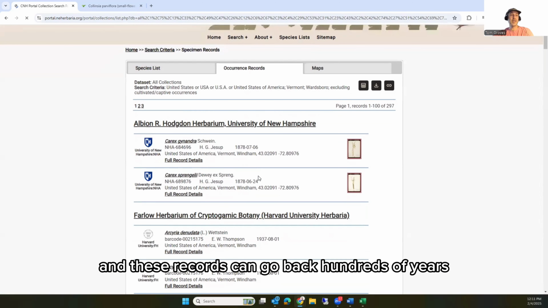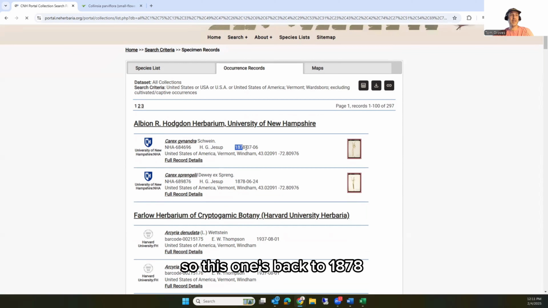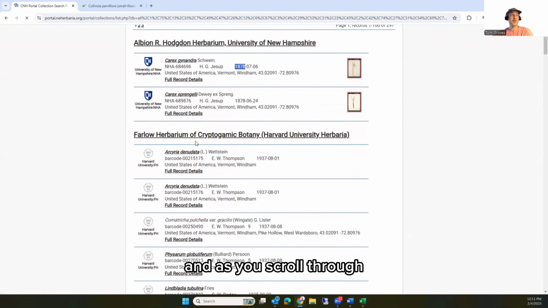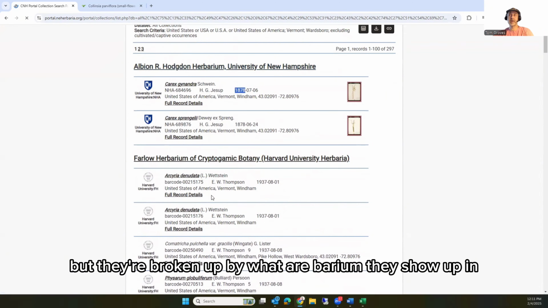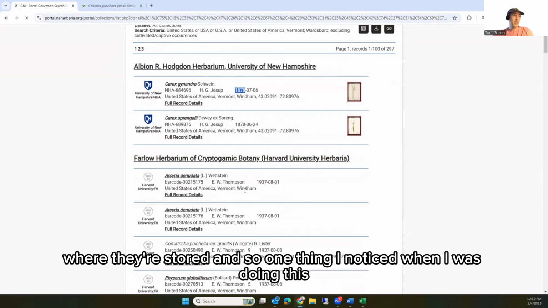And these records can go back hundreds of years. So this one's back to 1878. As you scroll through, it looks like these aren't in alphabetical order, but they're broken out by what herbarium they show up in, where they're stored.